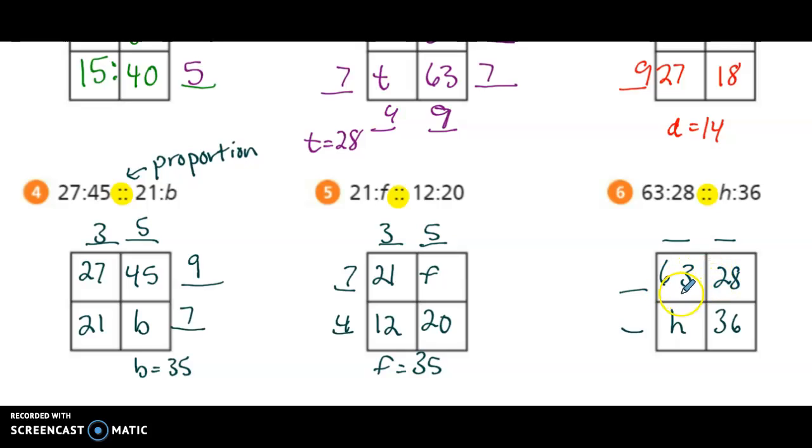See here, 63 and 28. I believe the greatest common factor is 7. 63 divided by 7 is 9. 28 divided by 7 is 4. 36 divided by 4 is 9. And then to find the missing value of H, we would multiply 9 times 9. The solution to this factor puzzle, or to the missing value in this proportion, is 81.